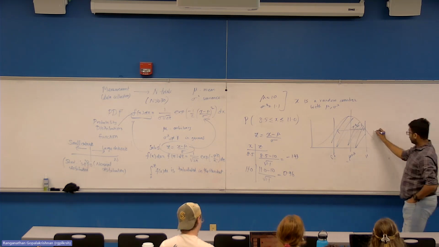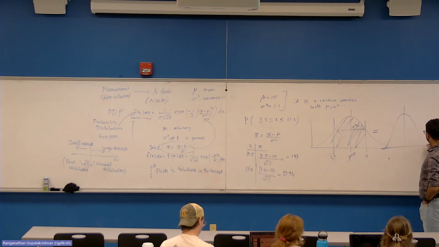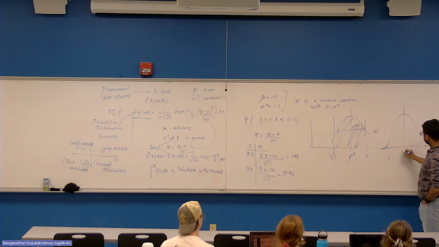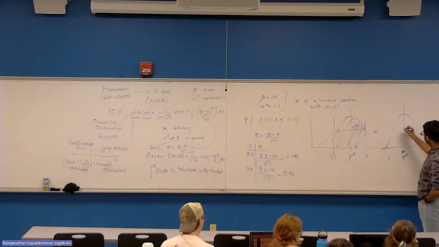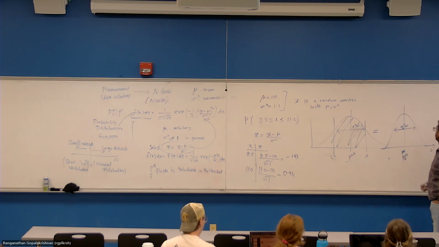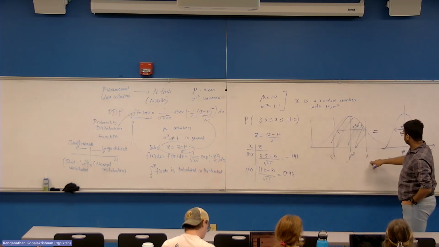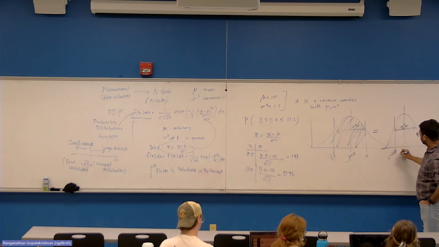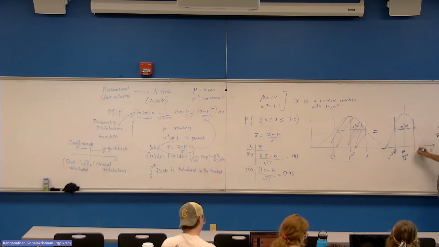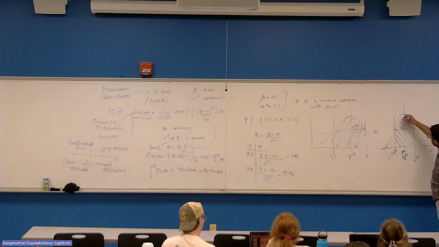This is equivalent to z, the standard normal distribution, with a mean of 0 and variance of 1. So the probability of x between 8.5 and 11 is the same as the probability of z between minus 1.43 and 0.96. These two areas are the same.